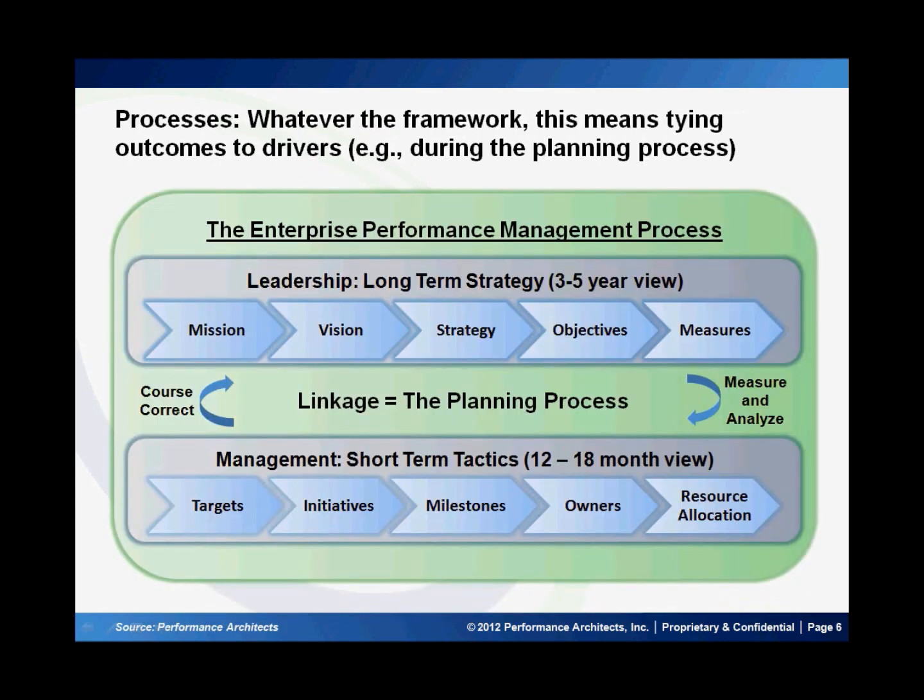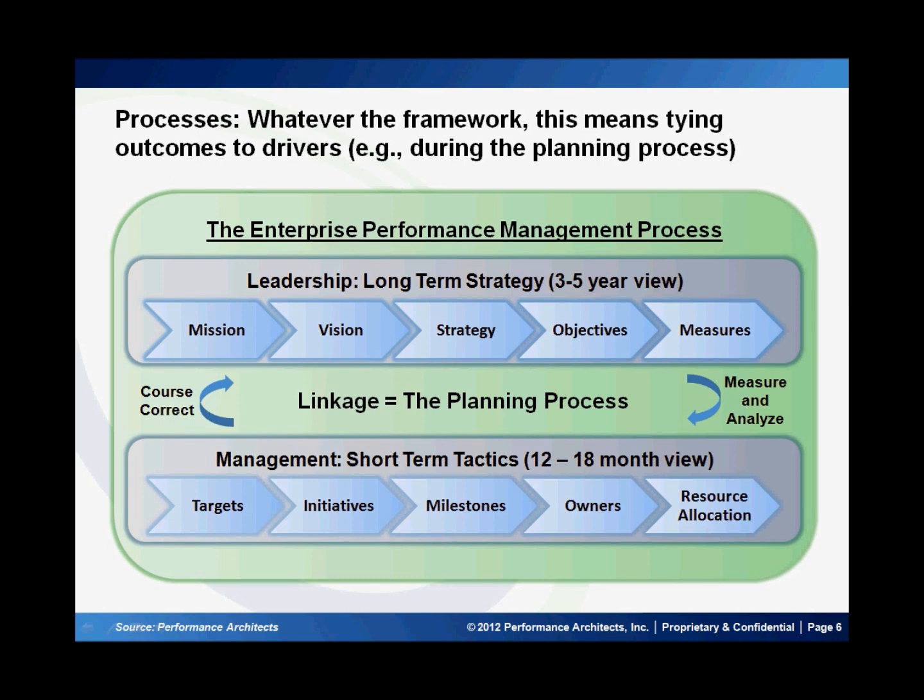Now let's take a brief look at the process behind enterprise performance management. The process begins with the leadership team deciding the long-term strategy, beginning with the organization's mission and vision for the future. This is then translated into the strategy for a business. The strategy is then broken down into unique objectives, and then further into quantifiable measures that reflect the objectives.